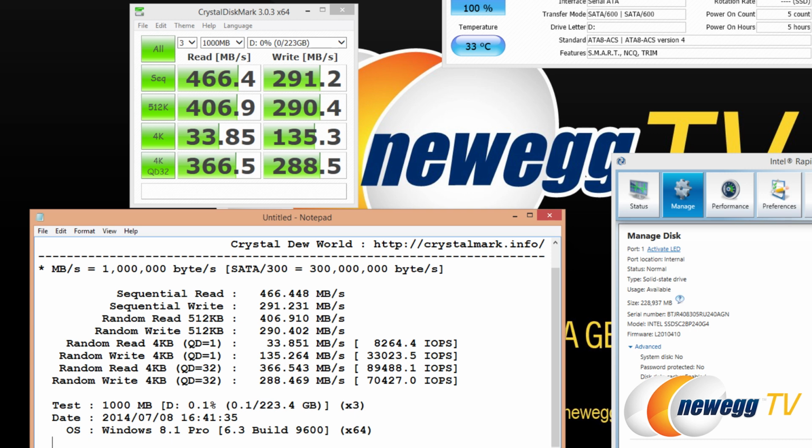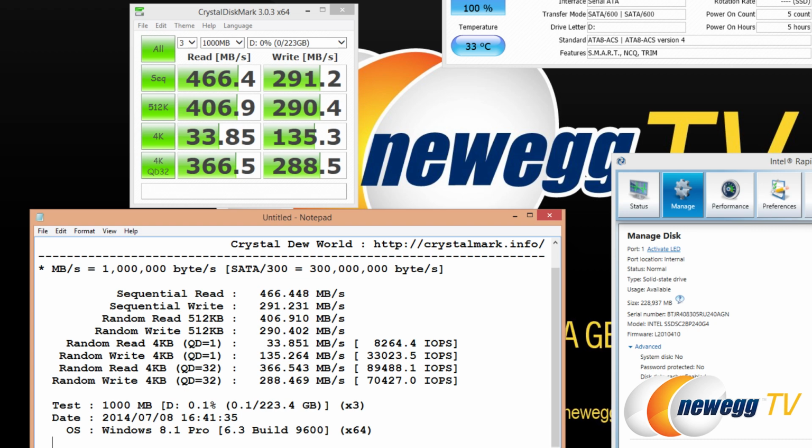And then jumping down to QD32, which is actually what Intel did their own benchmarks at, you can see 366 megabytes per second on the random read and 288 megabytes per second on the random write, translating to input-output operations per second of 89,488 on the read and 70,427 on the random write. And that is compared to what Intel is saying it should be, 86,000 on the read and 56,000 on the random write at 4 kilobyte QD32. So you can see it's actually exceeding what they initially said it should by quite a bit here.